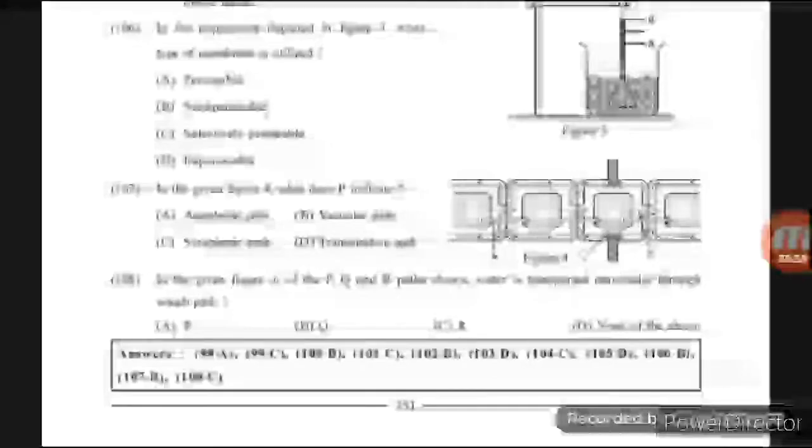So in the experiment depicted in this diagram 3, which type of membrane is utilized? That is the question they have asked. For that, the answer is B, the semi-permeable membrane. The semi-permeable membrane is used for this experiment.